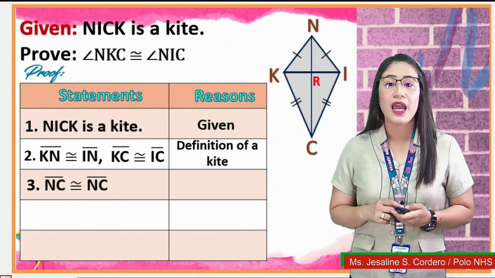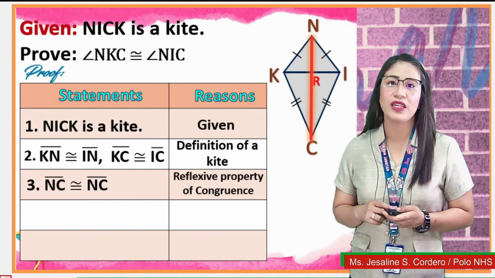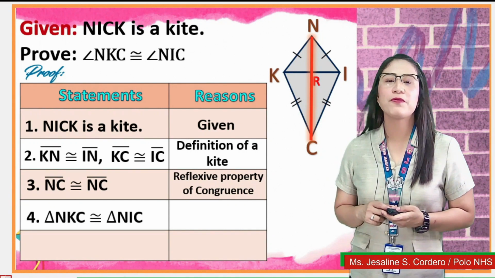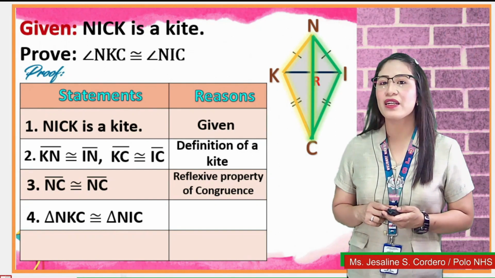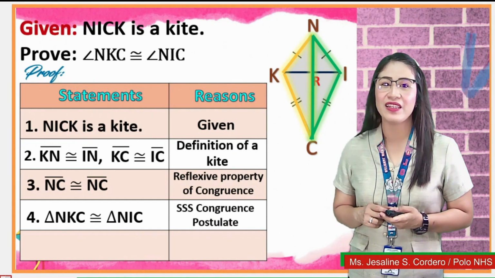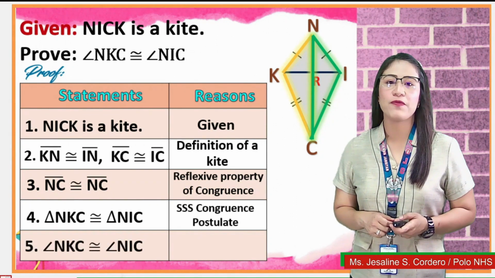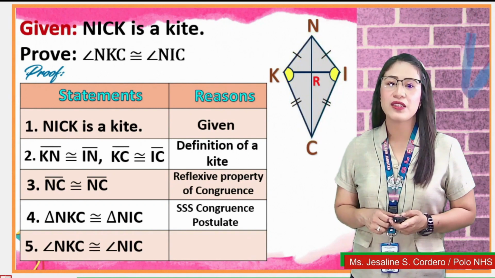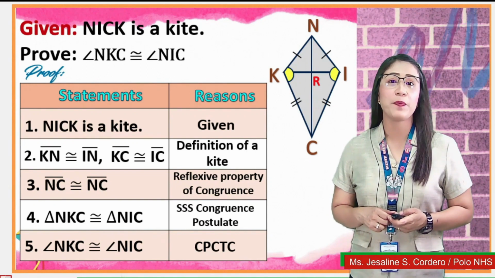Number 3. Segment NC is congruent to segment NC. The reason is reflexive property of congruence. Number 4 statement. Triangle NKC is congruent to triangle NIC. The reason is SSS or the side congruent postulate. Our statement number 5 is angle NKC is congruent to angle NIC. The reason is corresponding parts of congruent triangles are congruent or CPCTC.